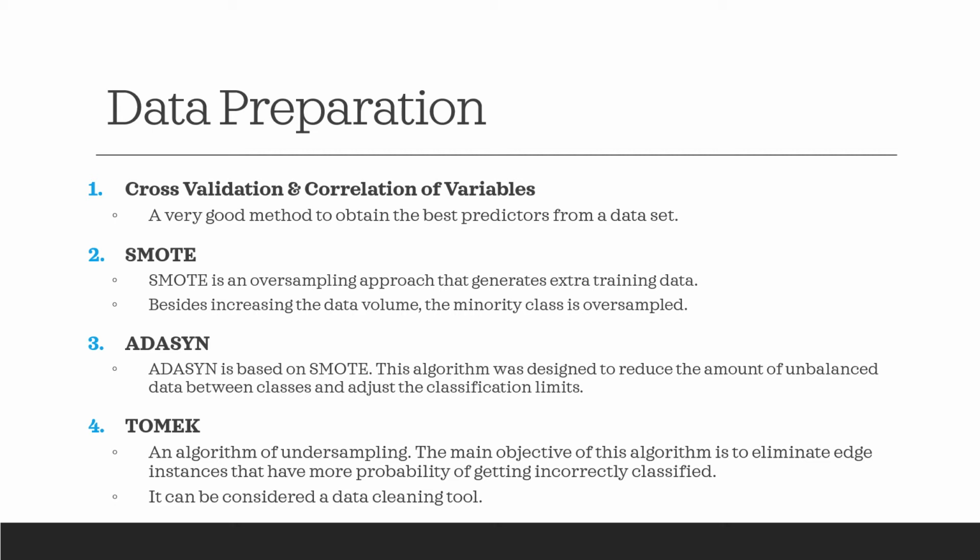SMOTE is an oversampling approach that generates synthetic samples from the training data. Besides increasing the data volume, the minority class is oversampled. ADASYN is based on SMOTE. This algorithm was designed to reduce the amount of unbalanced data between classes and adjust the classification limits. And finally, TOMEK is an undersampling algorithm. The main objective of this algorithm is to eliminate edge instances that have a higher probability of being incorrectly classified. It can be considered a data cleaning tool.